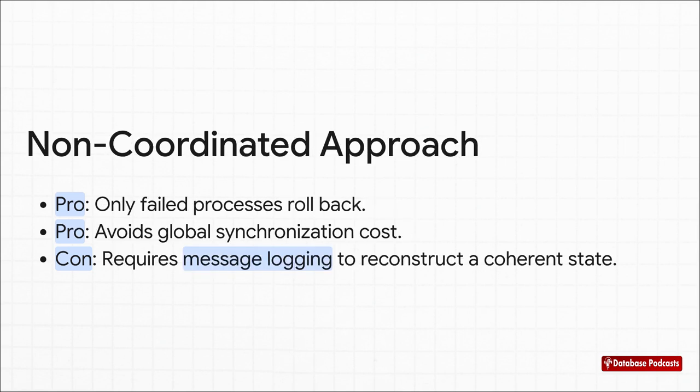The non-coordinated approach is pretty much the opposite. Here, only the processes that actually crashed have to roll back, which is way, way more efficient. But, and this is a big but, this brings back that huge problem we talked about earlier. How do you find a consistent global recovery line from all those independent selfies? How do you stop those orphan messages from being created? Well, to solve that, this approach needs an extra piece of equipment: message logging.